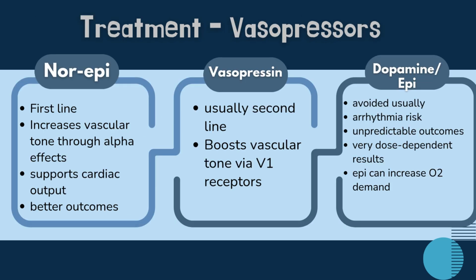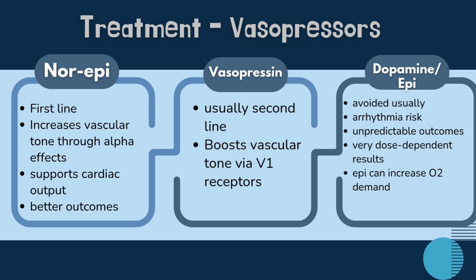When fluids are not enough, let's say our patient has a mean arterial pressure that stays below 65 despite adequate fluids, we start vasopressors. Norepinephrine is first line. Norepinephrine increases vascular tone through alpha effects, and it moderately supports cardiac output, and it has better outcomes than alternatives. Dopamine is often avoided because it carries a high risk of arrhythmias. It historically has worse outcomes, and it has unpredictable effects because it's very much dose dependent.